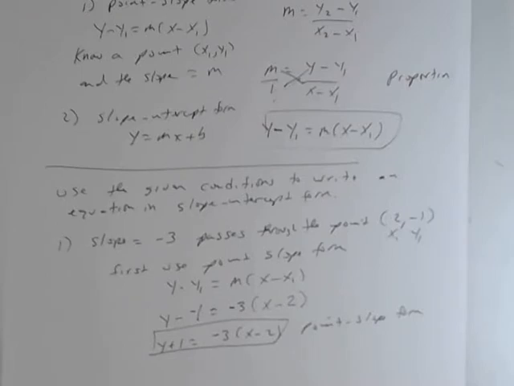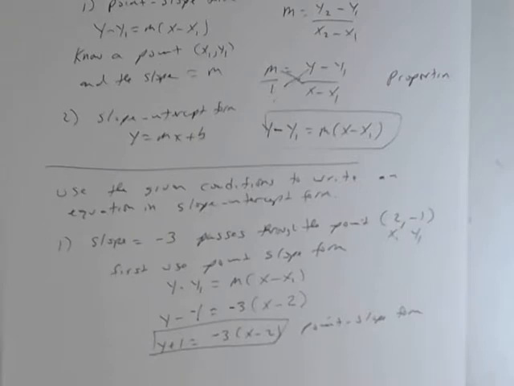Students that do not replace y subtract -1 as y plus 1, for the most part, they do mess up. Some don't, but many do. So you got to remember, y subtract -1 means y plus 1. You need to write it as y plus 1. Don't leave it as y subtract -1. You must write it as y plus 1.